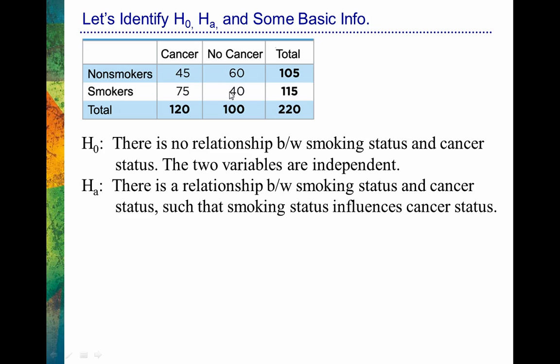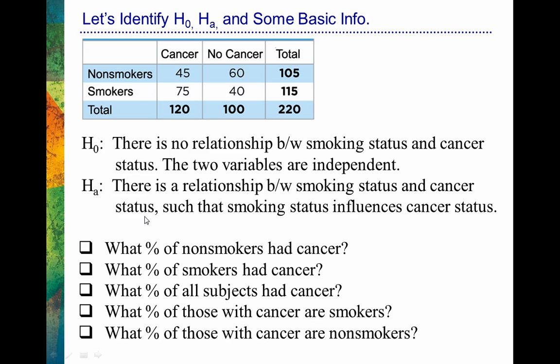Let's make sure we better understand how to deal with this table and make sense of the numbers. So here we're talking about just some of the basic background information. So let's compute a few things first, just to make sure we can look at the table and pull from it the numbers that we need. So for example, what percentage of non-smokers had cancer? Well, this row right here shows all of the non-smokers. So there are 105 non-smokers. We want to figure out what percentage of the non-smokers had cancer. We can see that 45 of these 105 people had cancer.